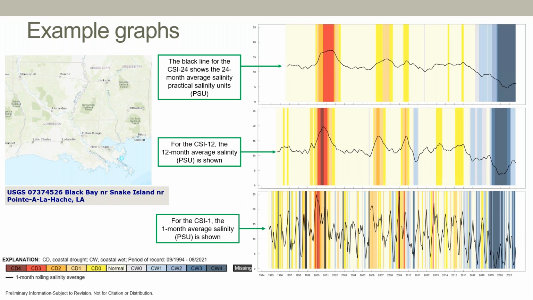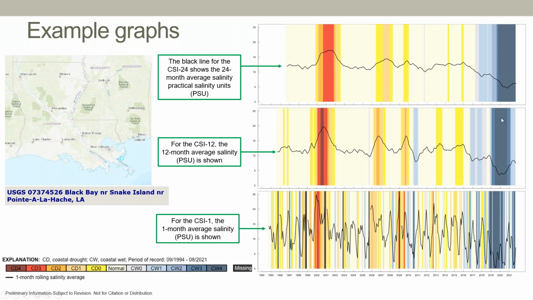Here are 3 CSI graphs showing average salinity over time for a gauge located in the Gulf of Mexico near the Mississippi River. The y-axis on each graph shows monthly salinity values in practical salinity units. The x-axis shows time in years from 1994 to 2021. The black line on the bottom graph shows 1-month running average of salinity over time. The one in the middle shows the 12-month average salinity over time. And up top, we have a 24-month average salinity over time.